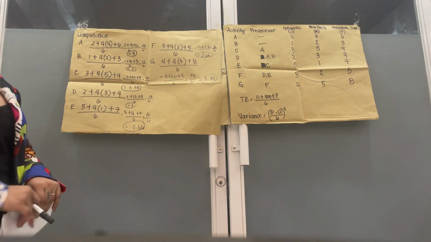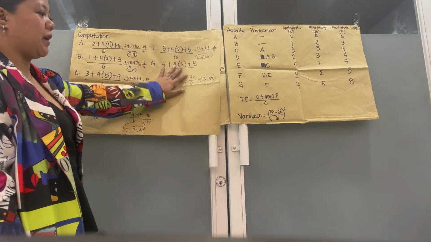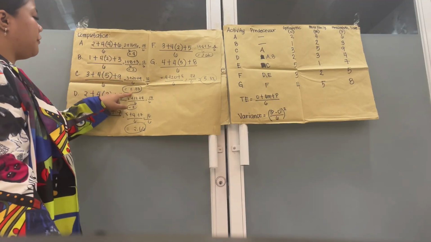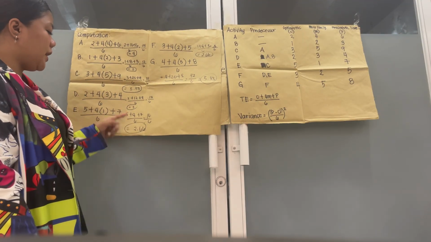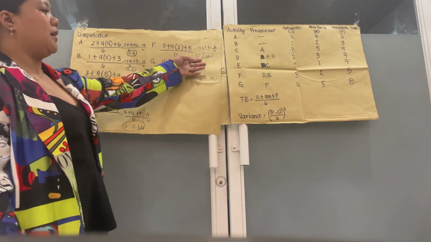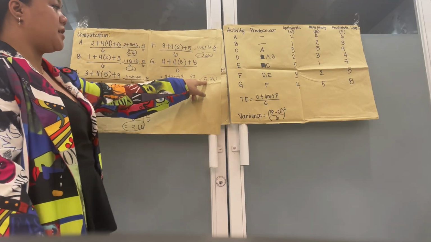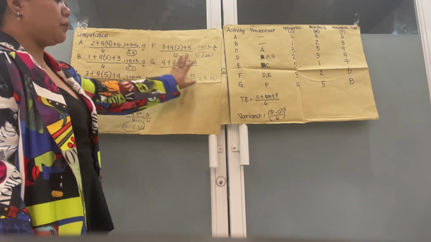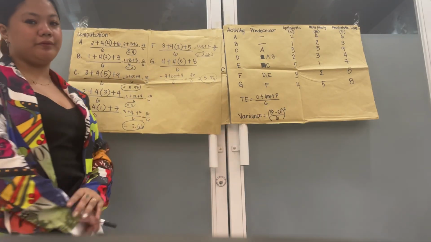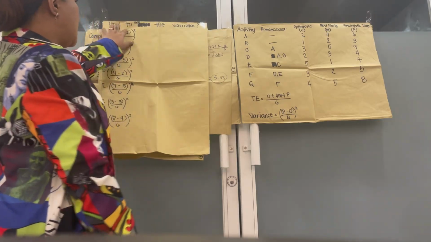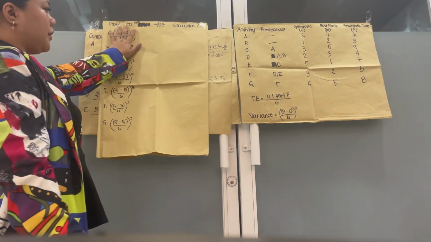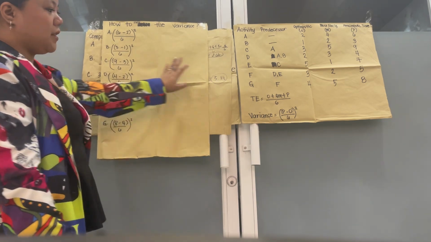Here, we're done computing the expected time, which is this: 4, 2, 5.33, 3, 2.66, 2.66, and last is 5.33. So now, we proceed to compute the variance. Here is how to find the variance. So now, we need to compute all of this to find the variance.